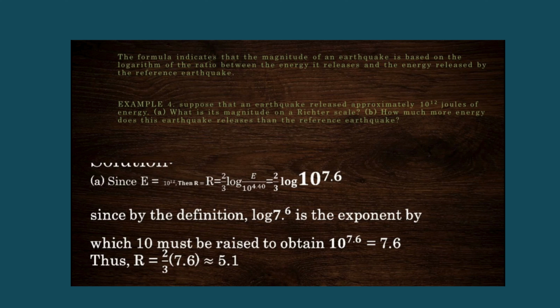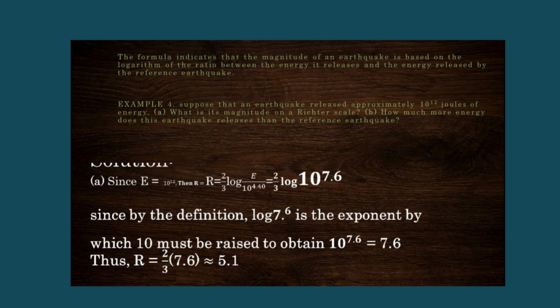Example 4. Suppose that an earthquake released approximately 10 to the power of 12 joules of energy. A. What is the magnitude on a Richter scale? B. How much more energy does this earthquake release than the reference earthquake? So in our solution, we have A. Since E equals 10 to the power of 12, then R equals 2/3 log of 10 to the power of 12 over 10 to the power of 4.40, which equals 2/3 log 10 to the power of 7.6.